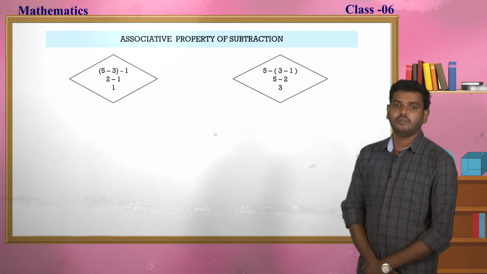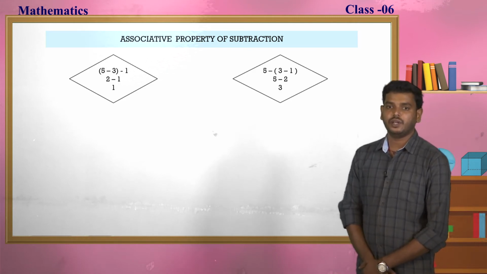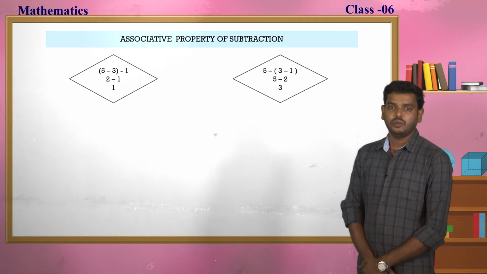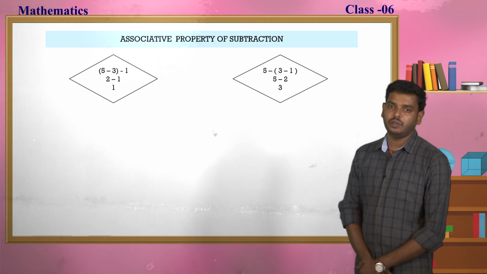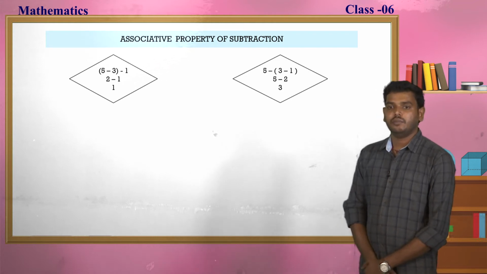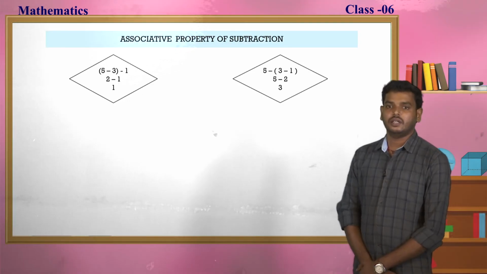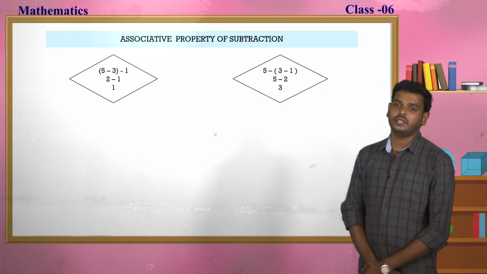Here we have the numbers 5 minus 3 minus 1, and the first two numbers will be grouped, that is 5 minus 3, the answer is 2, and minus 1, the final answer will be 1. On the other side, 5 minus 3 minus 1, we will group the last two numbers, 5 minus 2, and the final answer will be 3. See children, you can notice that from one block we have got the answer as 1 and from the other block we have got the answer as 3. By this, I can conclude that the associative property does not hold under subtraction.